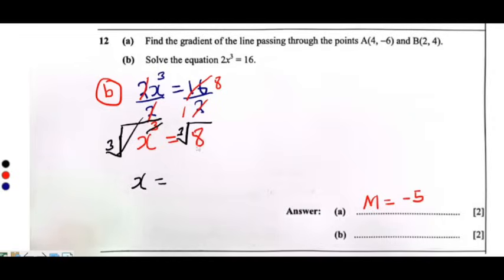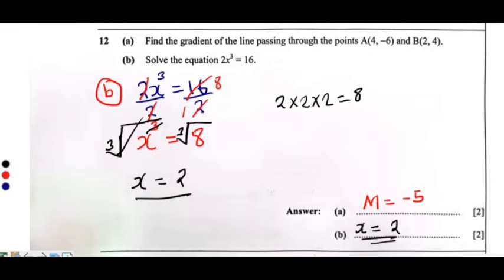The number that we can multiply by itself 3 times to get 8. It's 2 times 2 times 2. This will give us 8. 2 times 2 is a 4. 4 times 2, 8. So the cube root of 8 is 2. So this is the answer. So here we have x is equal to 2. You have gotten your 2 marks there.